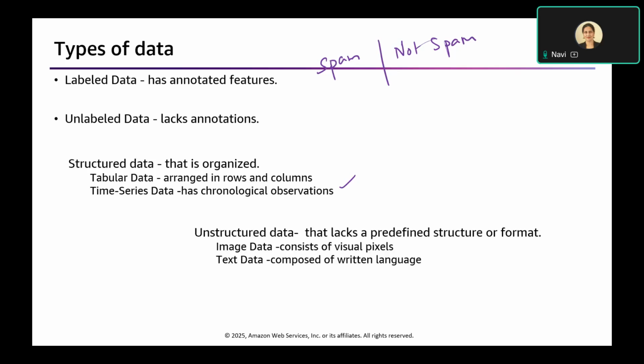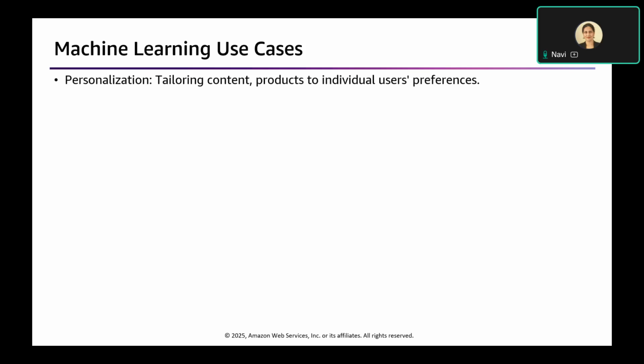Unstructured data lacks any predefined structure: a collection of X-ray images used for medical diagnosis, social media posts, text, images, videos, a mix. Now, various machine learning use cases you might have already noticed are all around you, when you're watching television or buying things on a retail website.